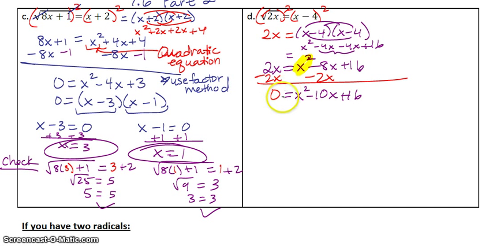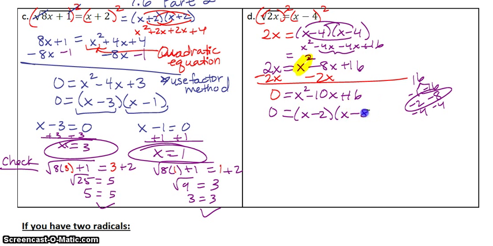All right, so now I'm looking for two things that multiply to be 16, but add to be negative 10. Okay, it looks like it's going to be negative 2 and negative 8. So here I go, x minus 2, x minus 8. And then I'm going to solve them. So again, set each equal to 0 and solve it. So I end up with x equals 2 and x equals 8.